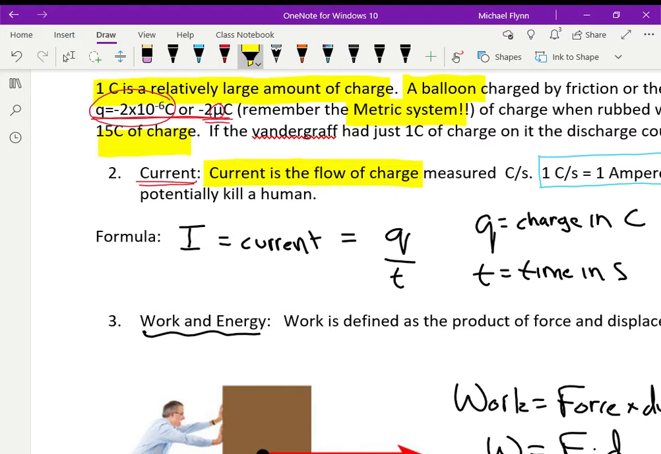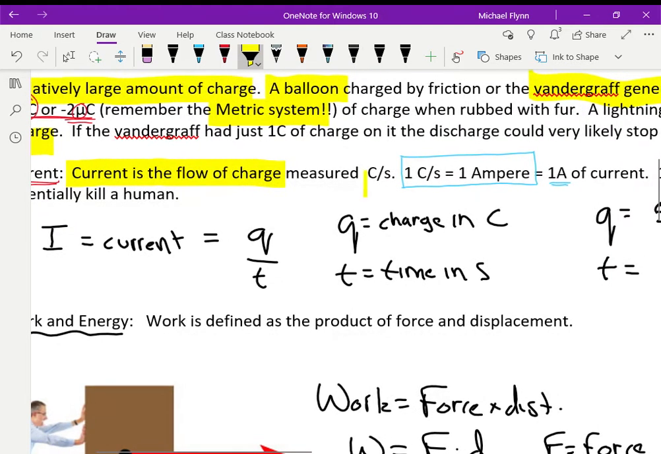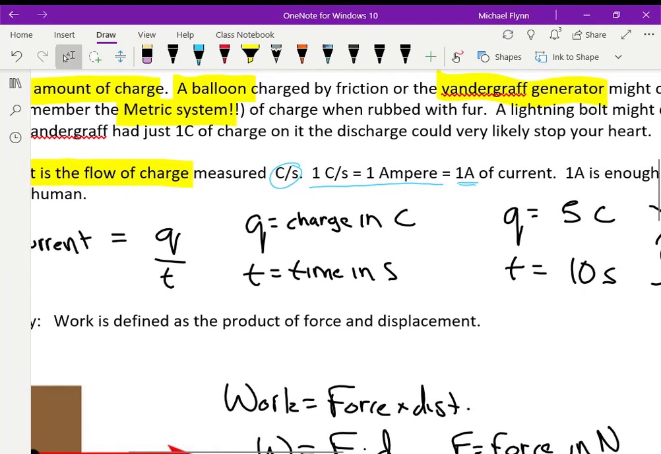And coulomb is a charge, right? It's a quantity of charge. Coulombs per second is the unit we use to measure current. Now, in history, what we've sometimes done is renamed some of the units after famous scientists. Guys that contributed to electricity include this guy named Ampere. And so 1 coulomb per second we now just say is 1 ampere, or for short, 1 amp.